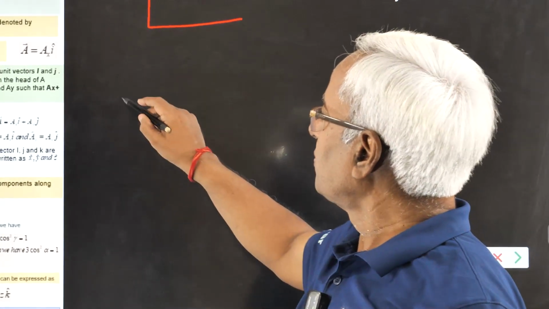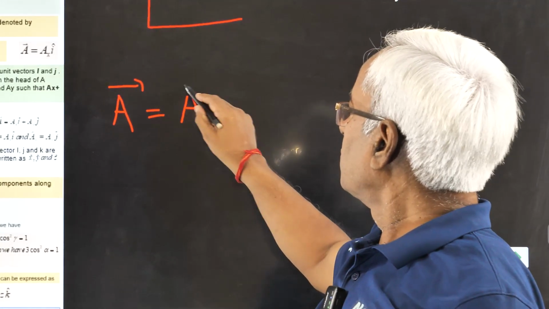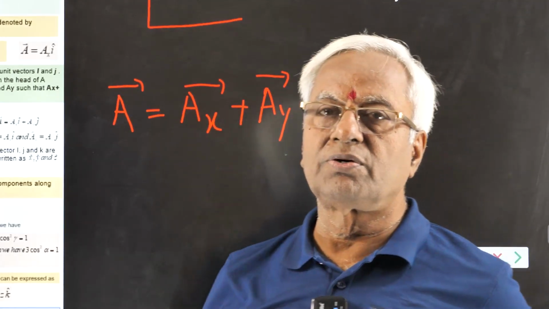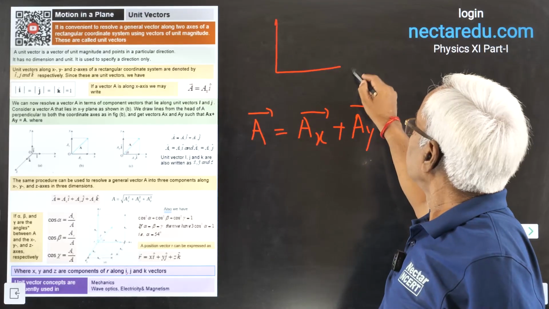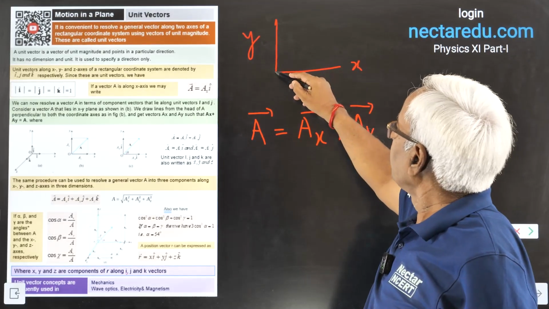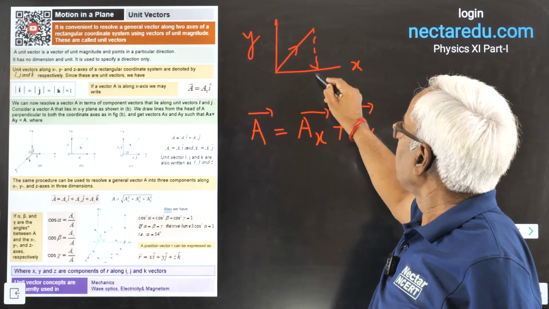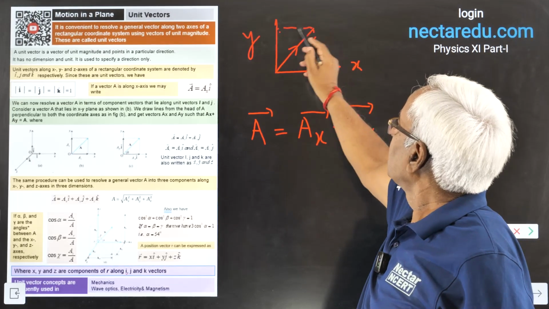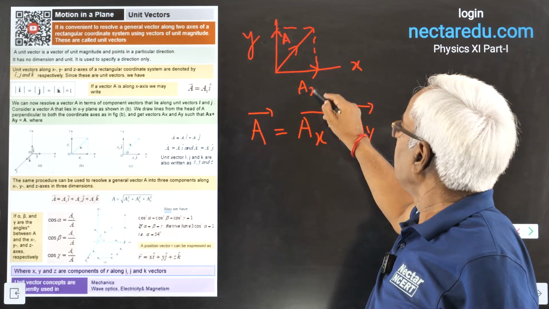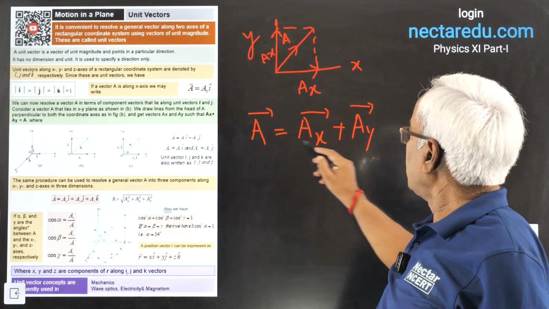It is customary to write a vector in terms of components, and the components that we consider are along the axes of the coordinates. Suppose it is the x coordinate and y coordinate, and there is a vector, say this one. We consider one component along the x-axis, the other along y. If it's a vector a, then it would be ax and ay. You could write it this way.